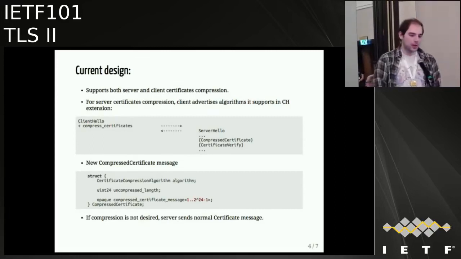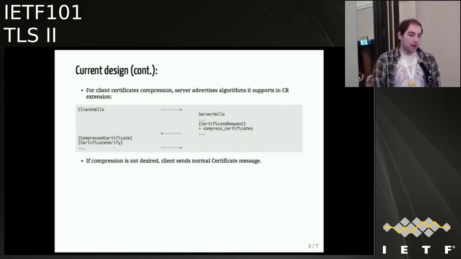certificate message. Next slide. For client certificates, the server advertises the algorithms it supports as part of the same extension, but this time inside the certificate request message. And then the client sends back either a compressed certificate or the normal certificate message. So the main point here is that server certificate compression and client certificate compression can be negotiated independently. Next slide.